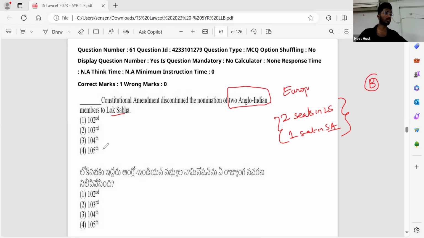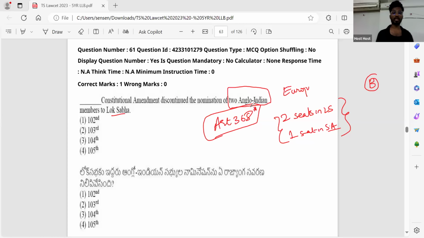Now, what is the meaning of constitutional amendment? That is to make a change in the constitution, right? So under which article can you change? Under article 368. So you have to remember this particular thing. Under which article can the constitution be amended? It is article 368. Now, by which amendment was Anglo-Indian reservation discontinued? Can you guess the answer?